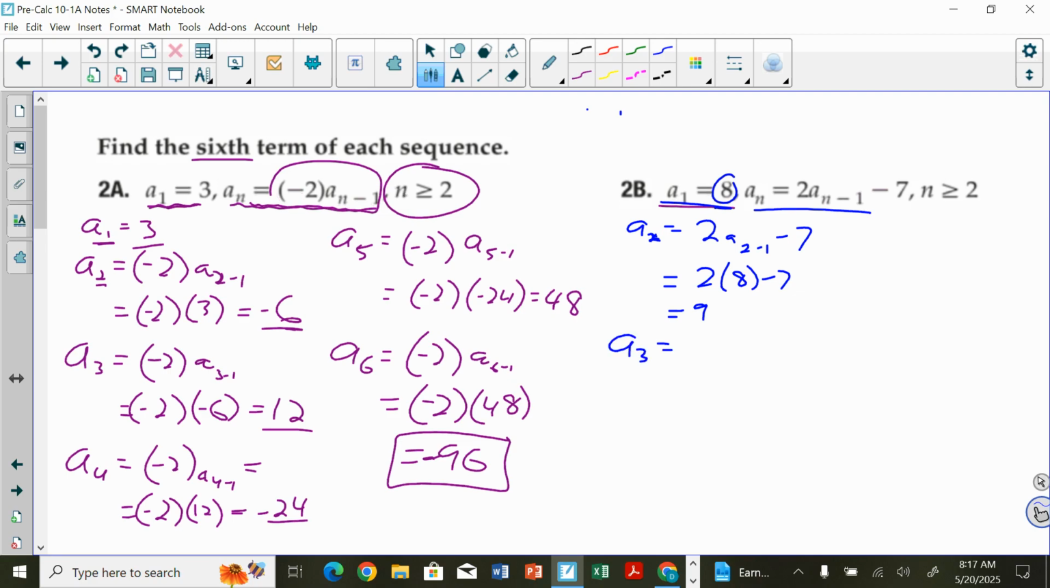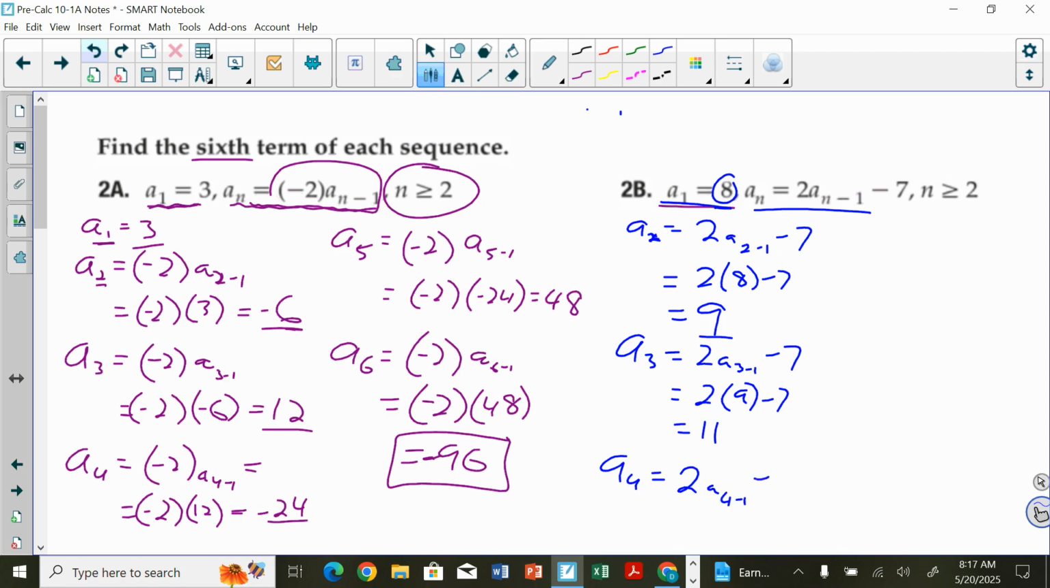So I can go to the next term, A sub 3, 2 times a sub 3 minus 1 minus 7. So it's going to be 2 times 9. We're using that. Minus 7. So 18 minus 7 is 11. A sub 4. It's going to be 2 times a sub 4 minus 1 minus 7. So that's going to be 2 times that previous term here, 11 minus 7. So that's going to be 22 minus 7 is 15.